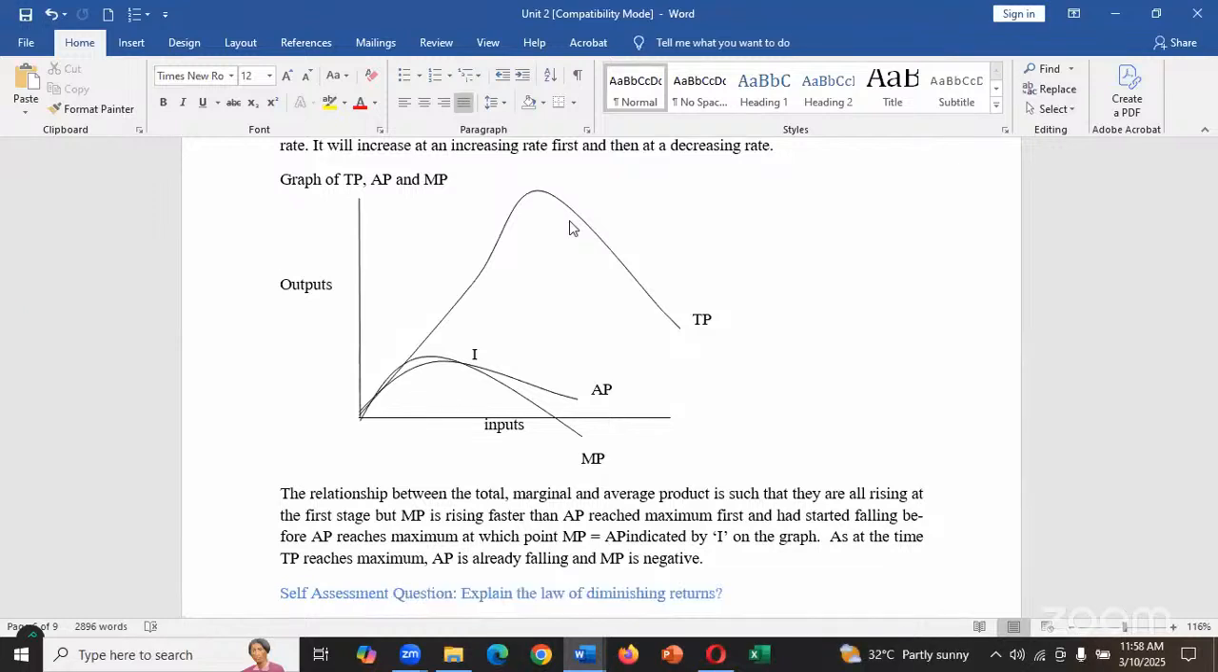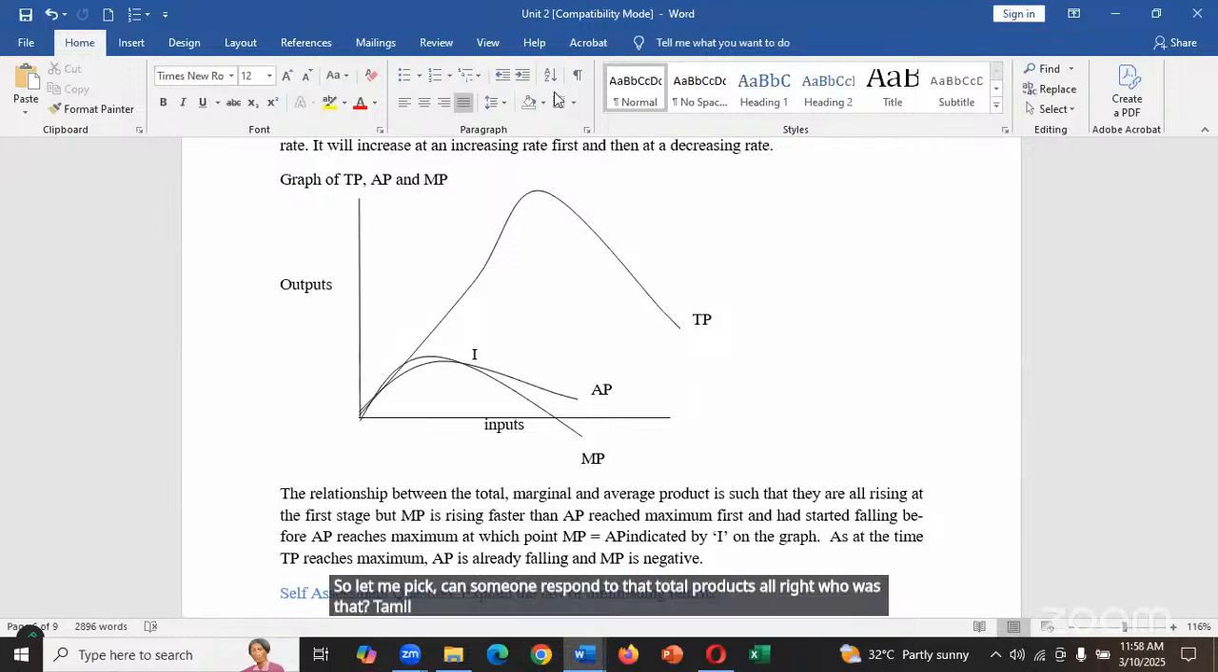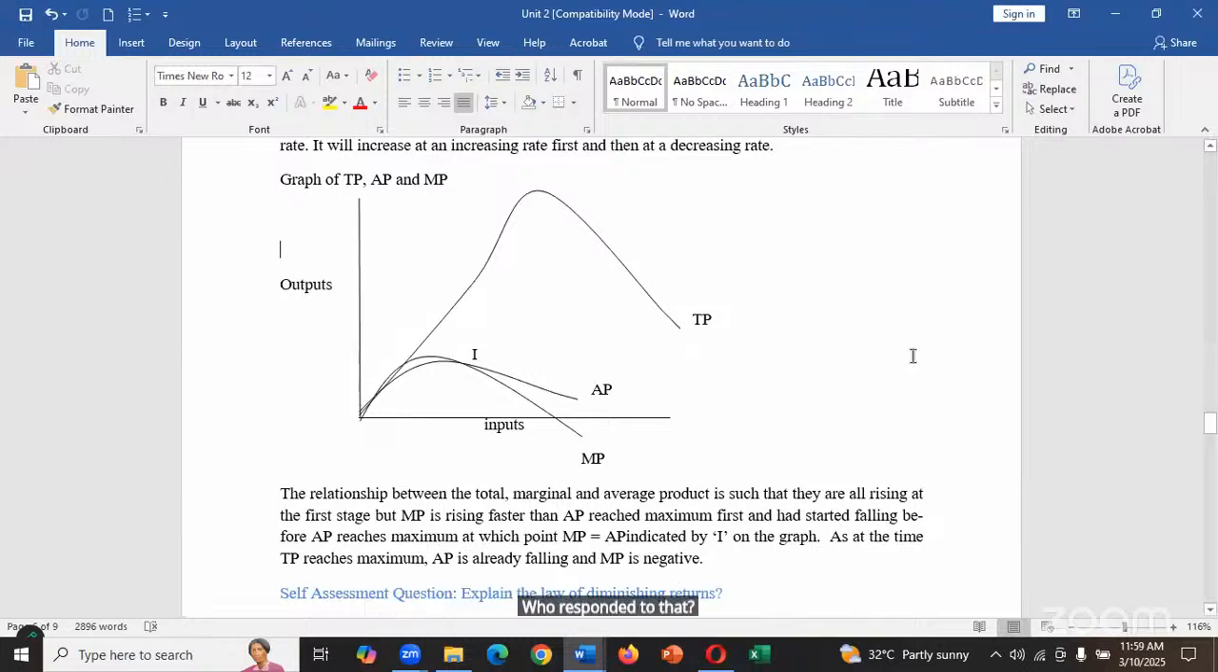So let me pick, can someone respond to that? Total product. Total product. All right, who was that? Tamilore, or is it Praise? Who responded to that? Me, Fulfillment. I can't hear your name. Fulfillment. Okay, thank you.